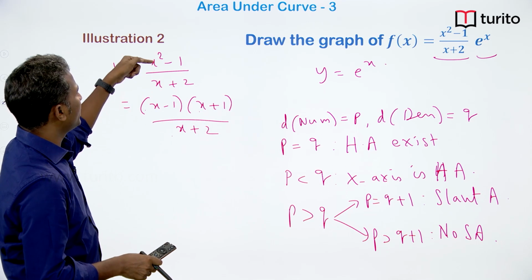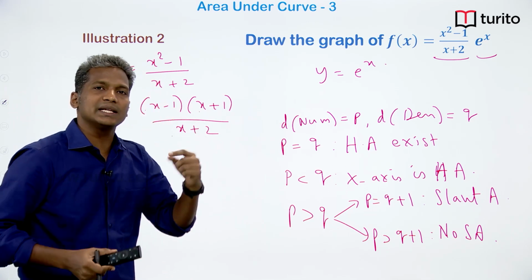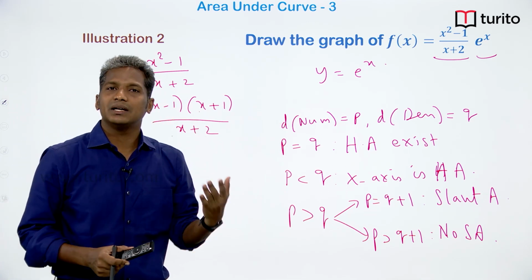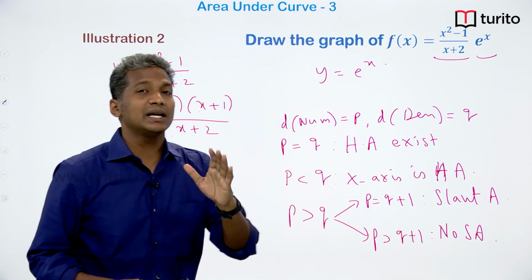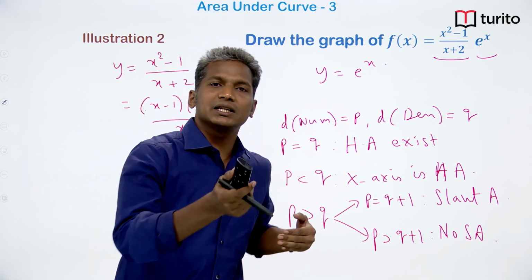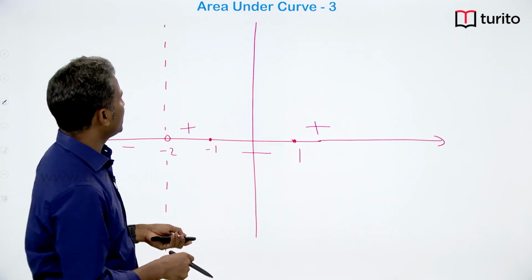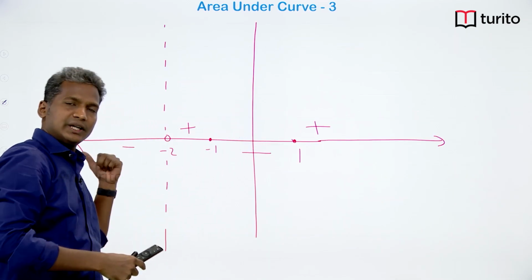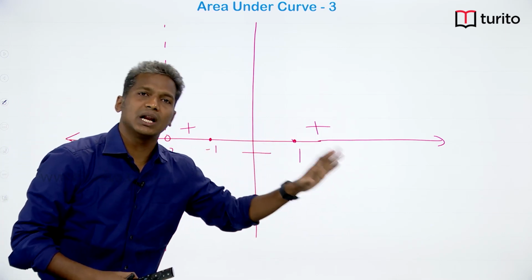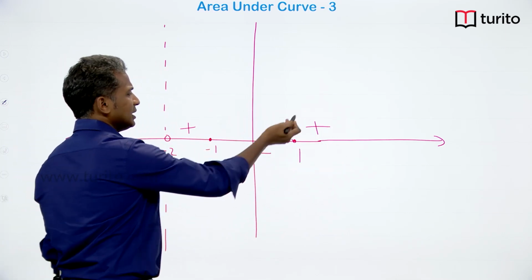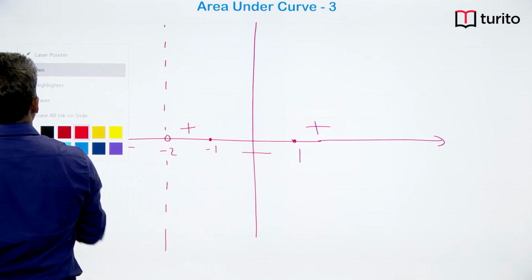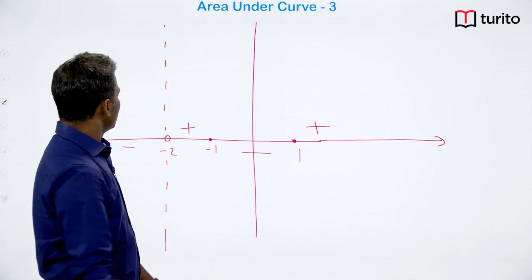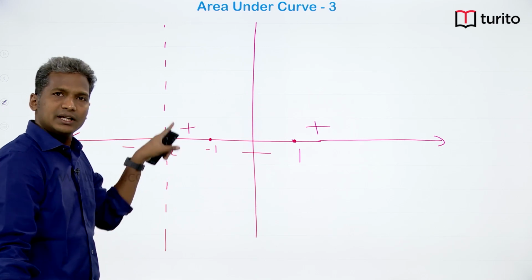Here if you notice, the degree of the numerator is exactly 1 unit higher than the degree of the denominator. So, a slant asymptote may exist. Slant asymptote means the function may tend to a line, as x tends to infinity and minus infinity. So, here how will the graph behave?